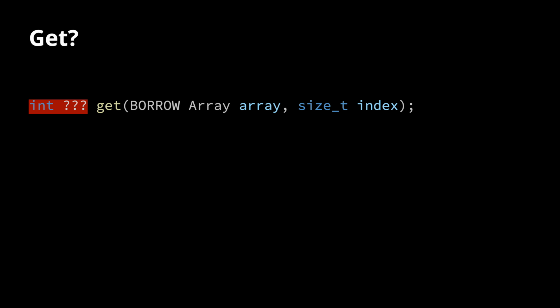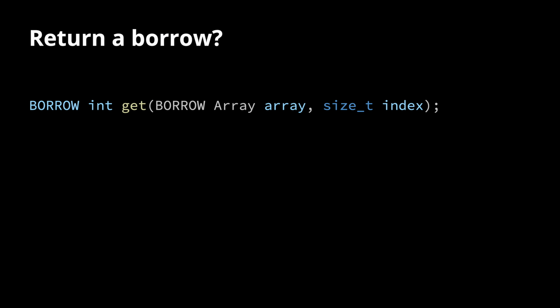What if this function could return a borrow? That would be ideal. If I could have a borrowed reference to the item in the array, I'd have exclusive access to it. I could read it, mutate it in place without copying it.